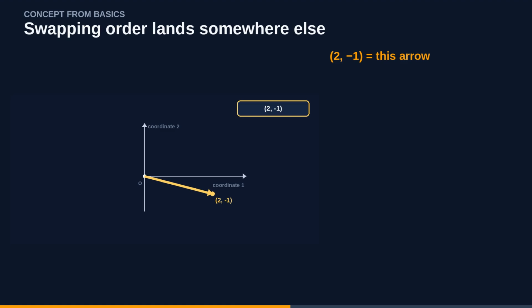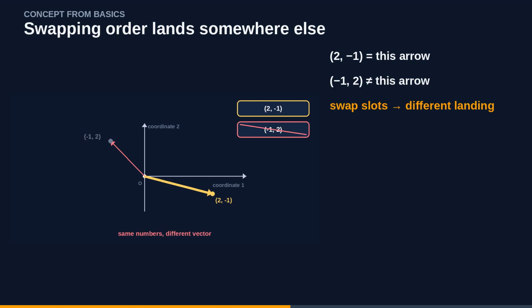Now the trap. 2, -1 and -1, 2 use the same two numbers, but they are different vectors. Swapping the slots would land at a different place, 1 left and 2 up, not 2 right and 1 down. The figure you are watching is 2, -1. The swapped pair is not this arrow.